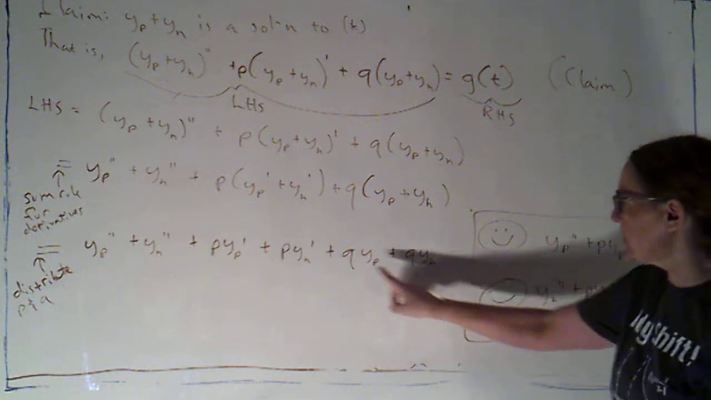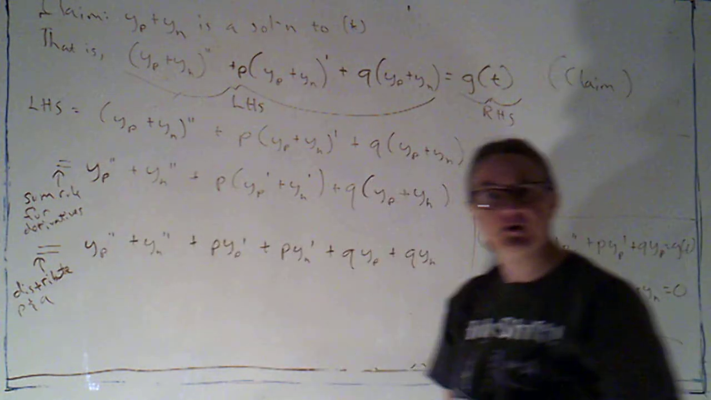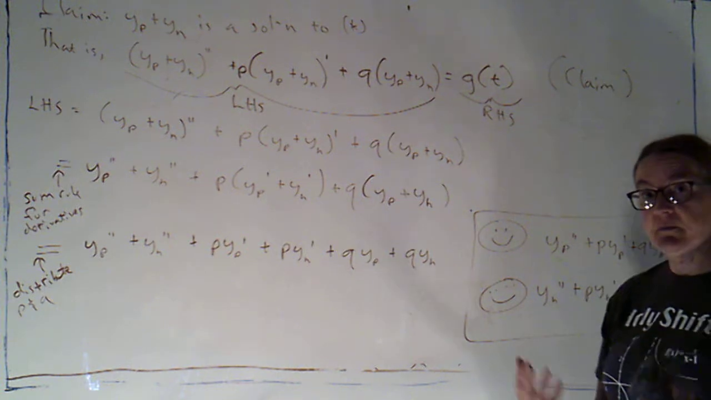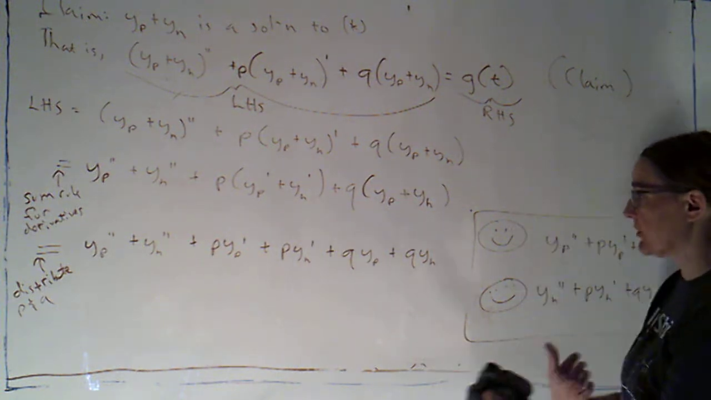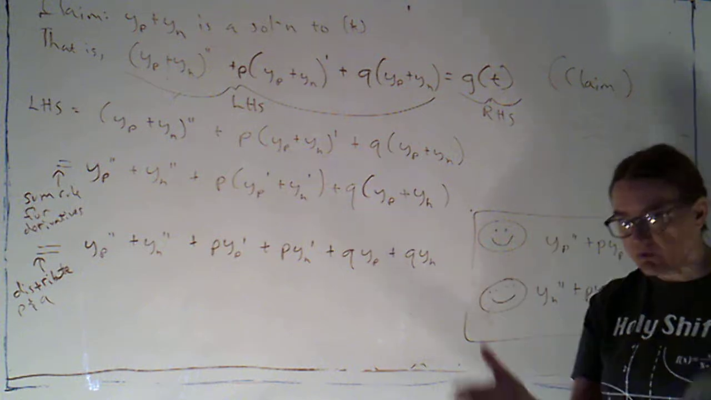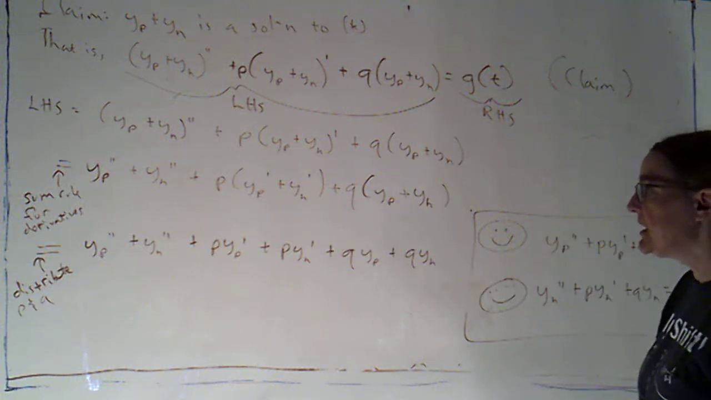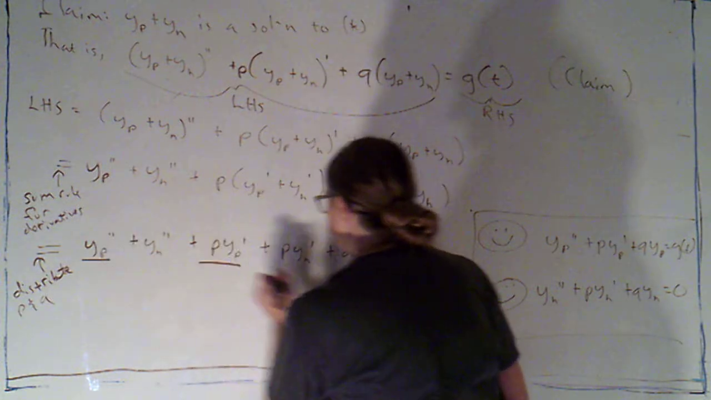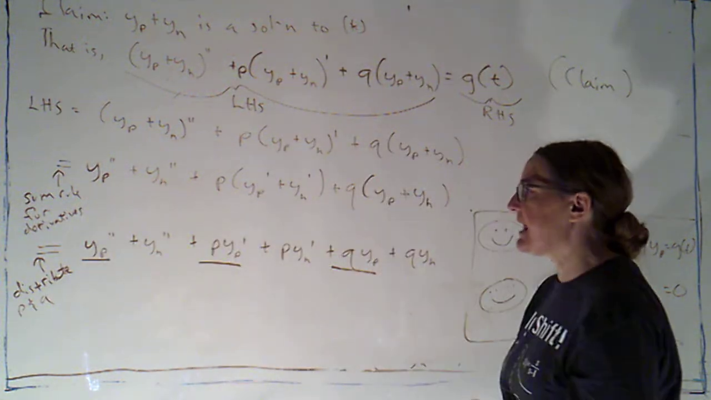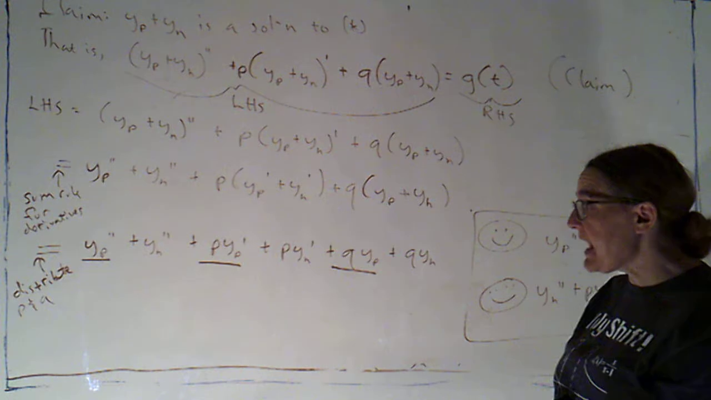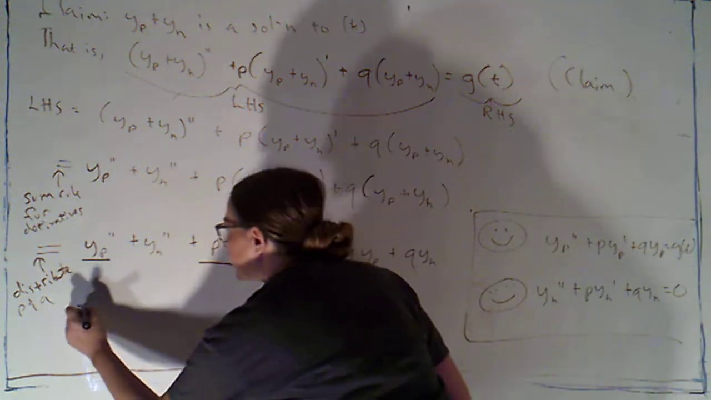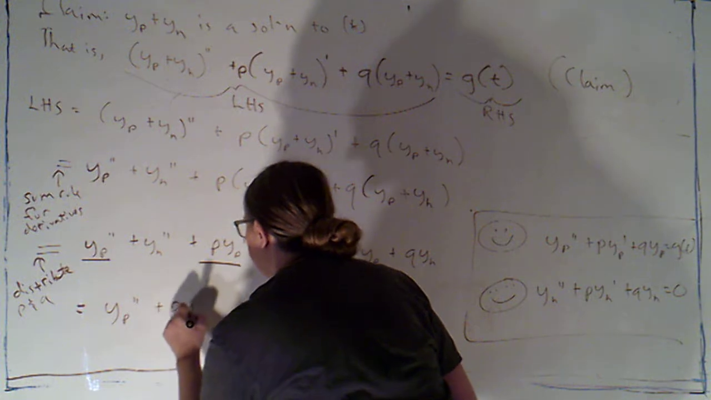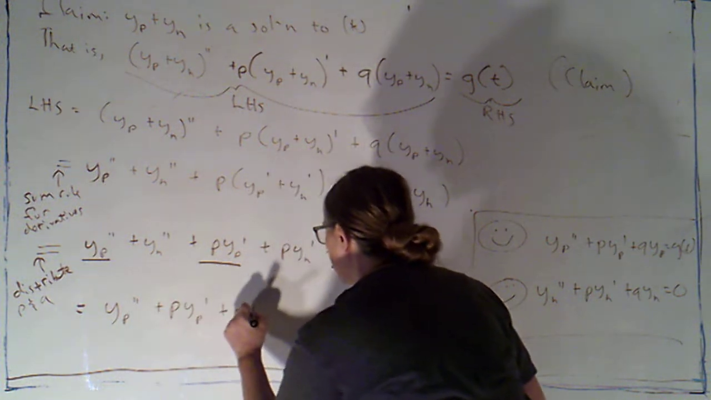But now I just have 1, 2, 3, 4, 5, 6 terms all added together. Addition is both commutative, meaning I can rearrange the order, and associative, meaning I can group the terms however I want. So I'm just going to rearrange these. I'm going to take the pieces that involve yp and group them together. So I'm going to say this is yp double prime plus pyp prime plus qyp.